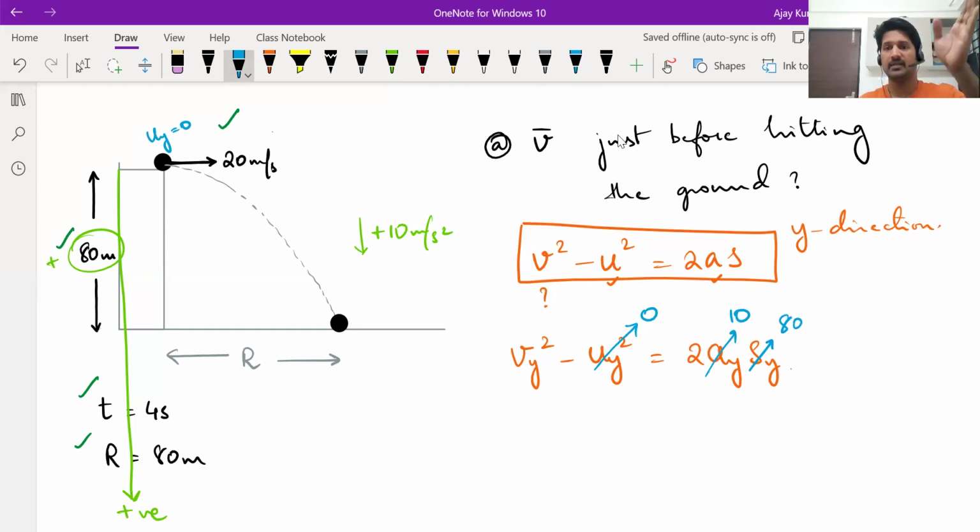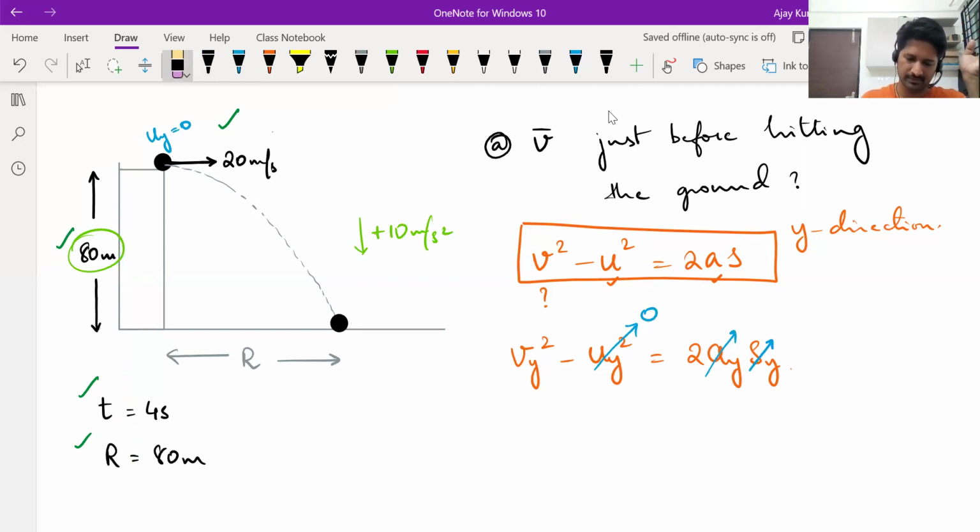In case you take upward direction positive, then acceleration in y direction will be minus 10, displacement will be minus 80. But let us take upward only positive. Generally, that is how we do it. Okay, let's consider the upward direction positive.